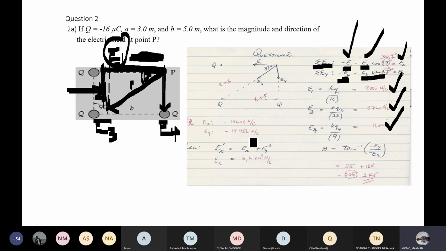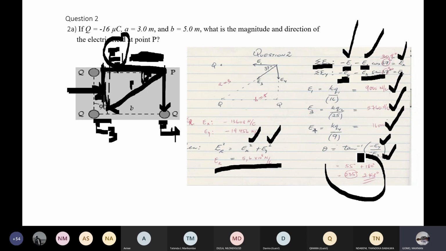When you find your EY, then you substitute in these unknowns here, so that you'll be able to find the E resultant, which is the E magnitude. Then for direction, after finding your EY as well as your EX, then you can be able to find your direction again. Does it make sense now?